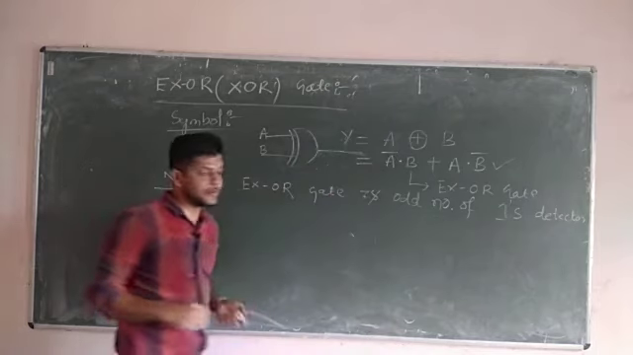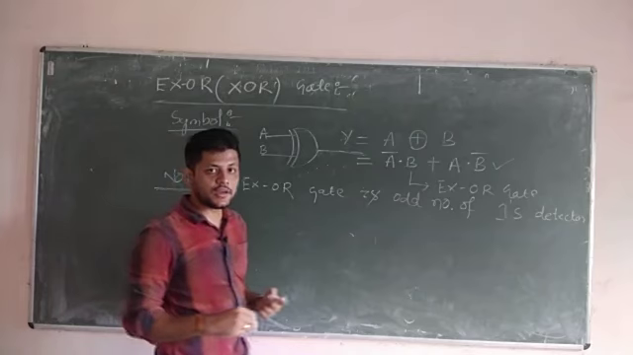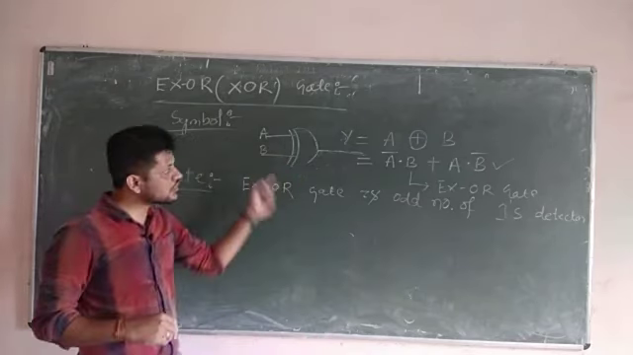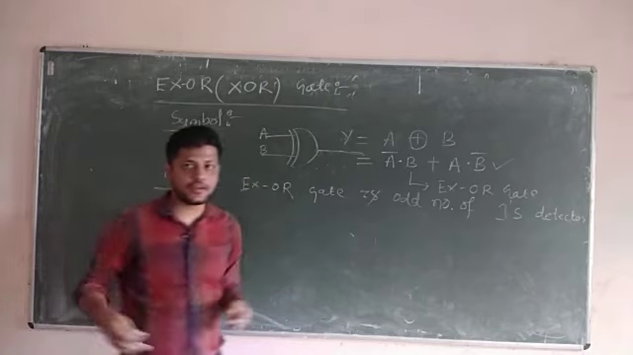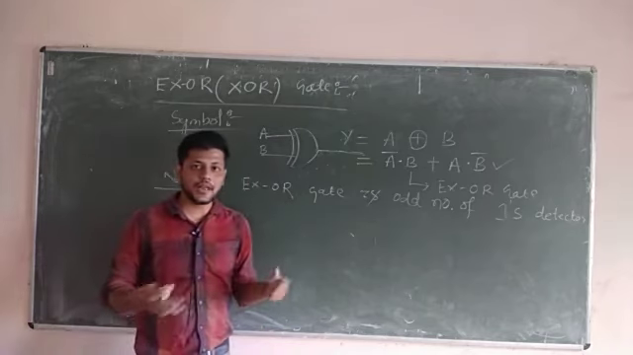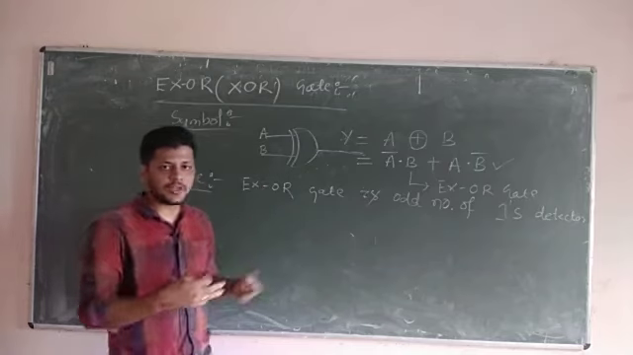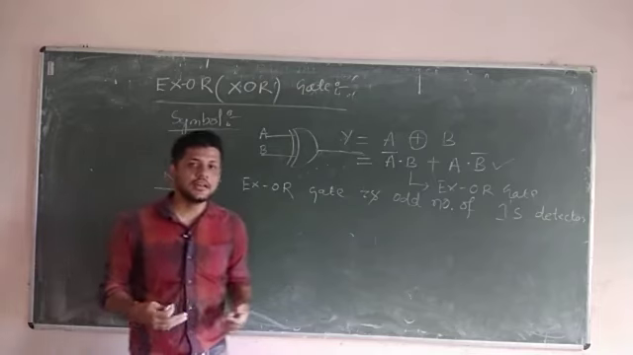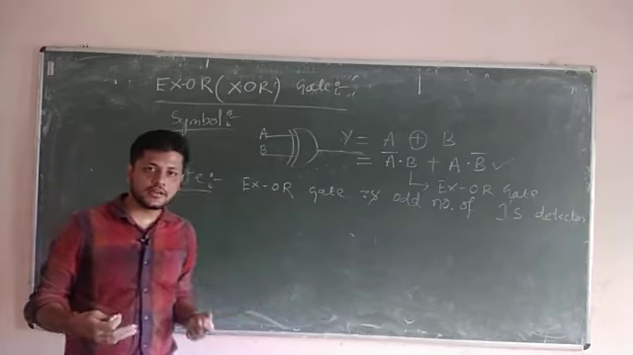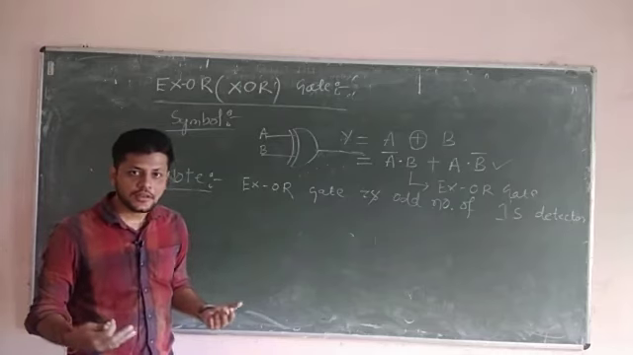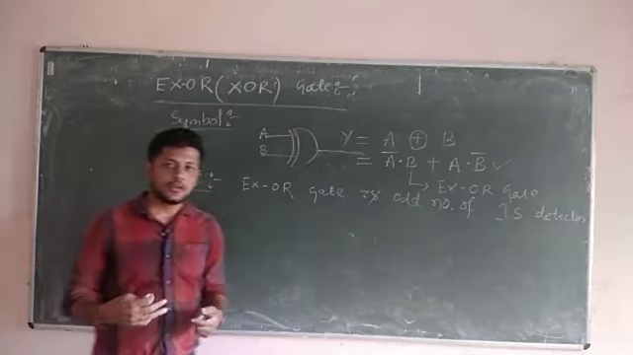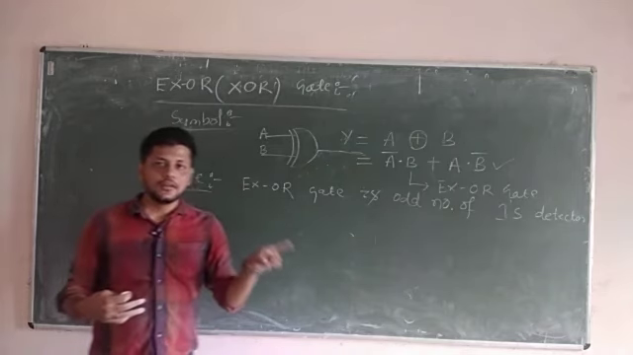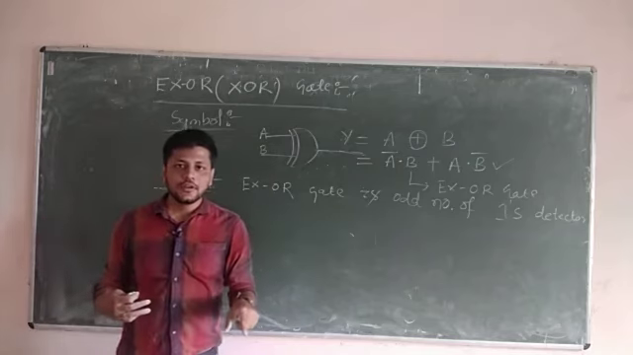From the previous truth table we have seen that when one of the inputs is 1, then only the output will be 1. The minimum input is 2, but we can apply 4 or 5 or more than that to your XOR gate, A, B, C, D, E for example. The question is, when will the XOR gate produce the output 1? The XOR gate produces output 1 only when there is an odd number of inputs that are 1.